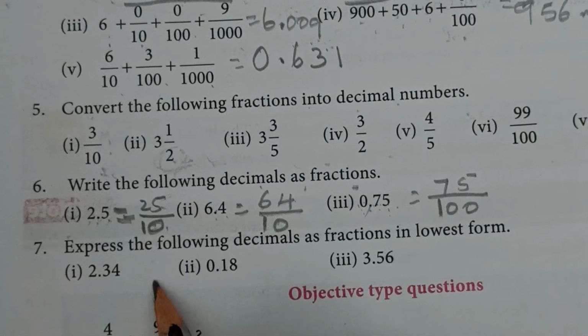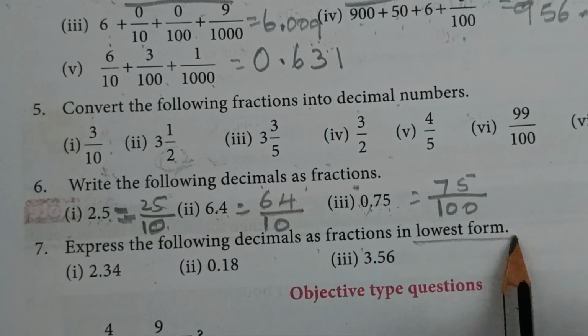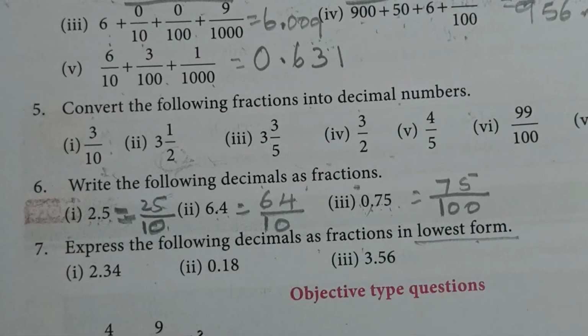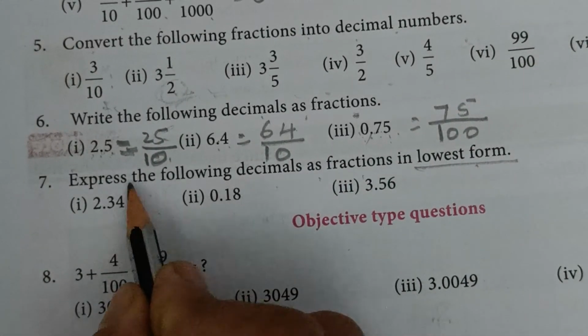That is what in the next question it is given. Express the following decimals as fractions in lowest terms. Lowest means we have to simplify them. If both are divisible by any common factor, we should divide and write the answer. That we do in the next one. So, same thing you do.